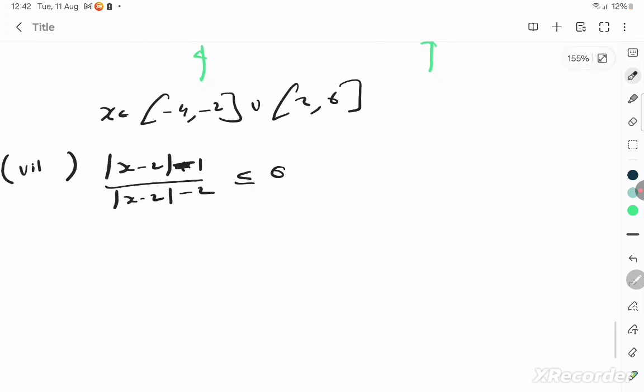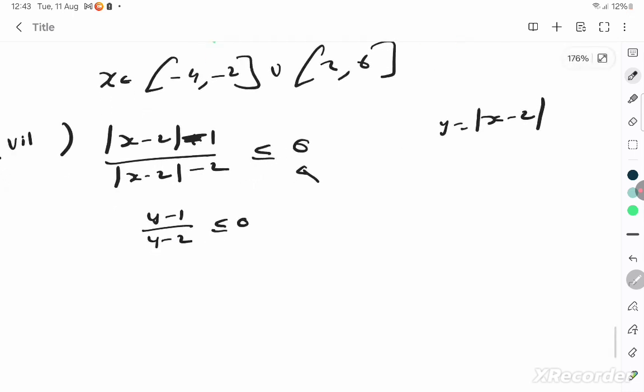Okay, so when they give you such a question, it's very complicated for me. So what I do, I know this has to be negative, right? So let's call y equal to mod of x minus 2 for simplification. Then y minus 1 by y minus 2 has to be lesser than or equal to 0.